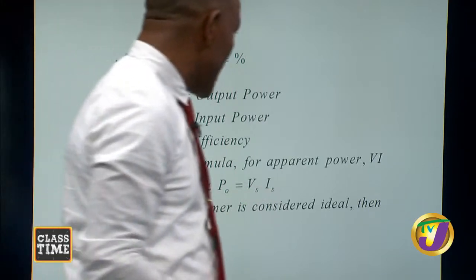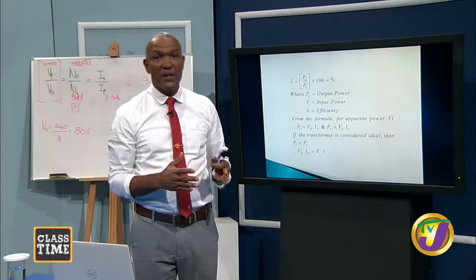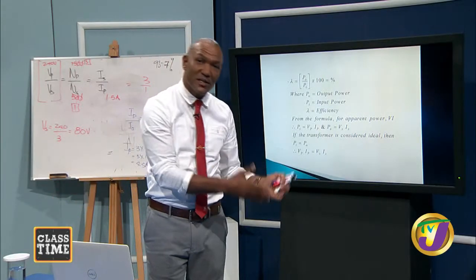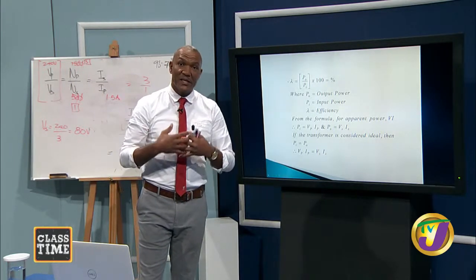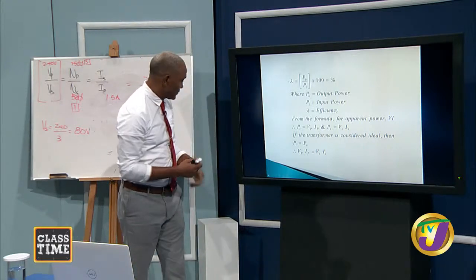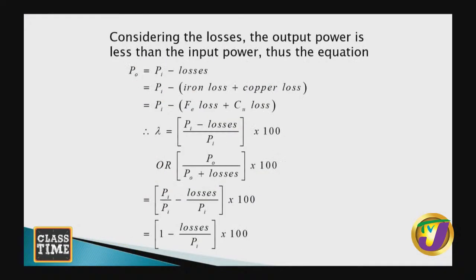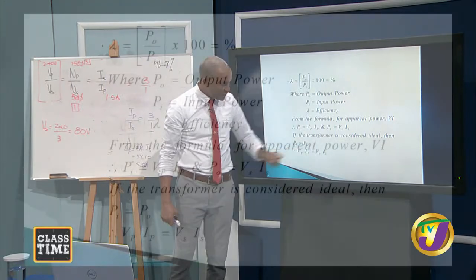It says, if a transformer is considered ideal, then the input power is the same as your output power. So anything that you get in is the same thing that you get out. But bear in mind, again, students, we say that's ideal, theoretically. Practically, you will not have that. So therefore, what's for power in? VP multiplied by IP would equal VS multiplied by IS.